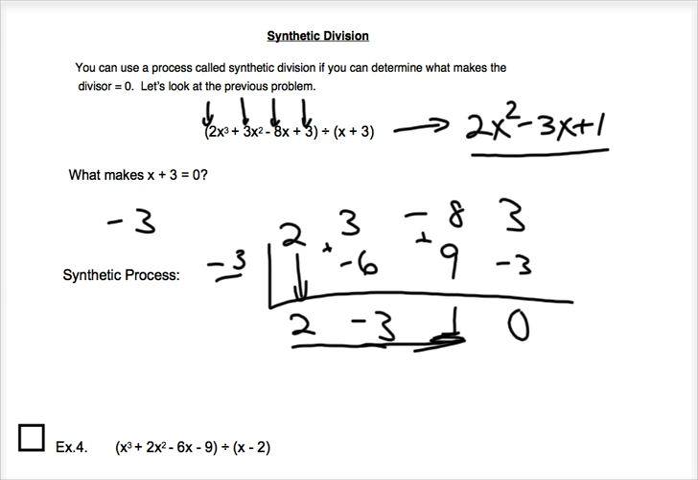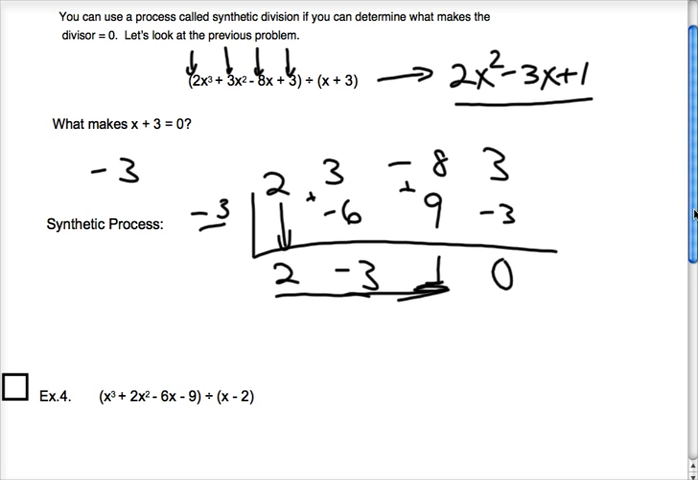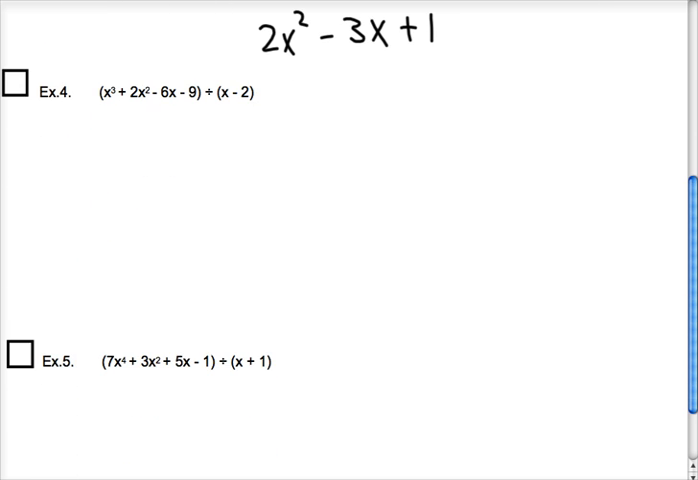How it works is your first number is always 1 less than your initial degree. So here our initial degree was 3. So this first number is going to be x squared. Then it's going to go x. Then you have your plain number. And then there would be a remainder at the end. Well, the remainder in this case is 0. And again, that tells me that x plus 3 is a factor of that 2x cubed plus 3x squared minus 8x plus 3. So if I asked you, is x plus 3 a factor? You'd say, yeah, because I get a remainder of 0. So that's a synthetic process. We'll go through that a couple more times. And then we'll do the remainder theorem.